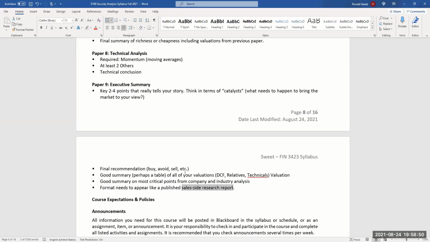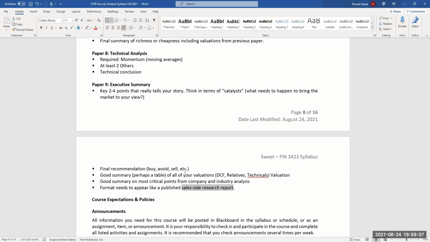It's also the glossy, fancy part of research reports, and we want to make your paper look as fancy as possible so it looks really good on LinkedIn. So be thinking about that as you're writing your paper. You want it to look as professional as possible, and I'll show you some examples of that. You have plenty of examples out there.